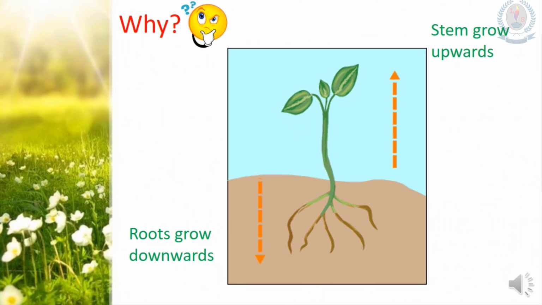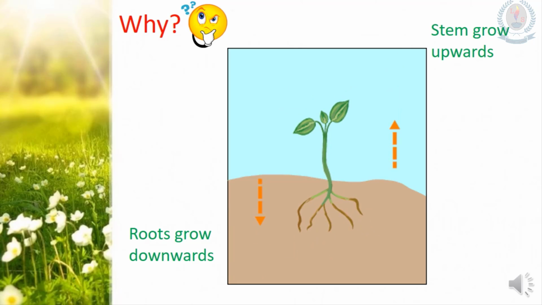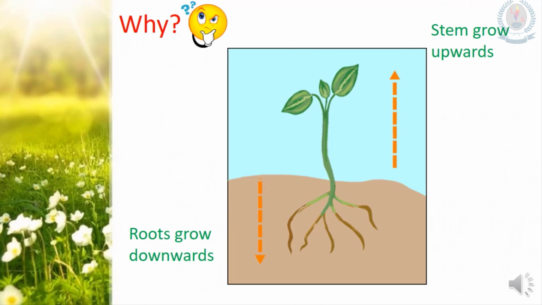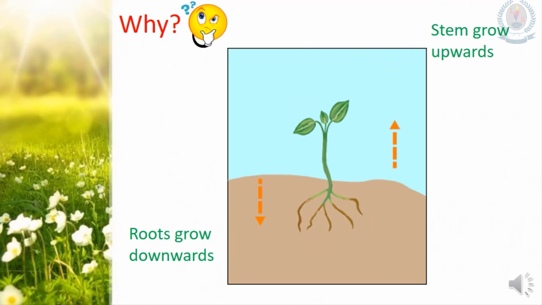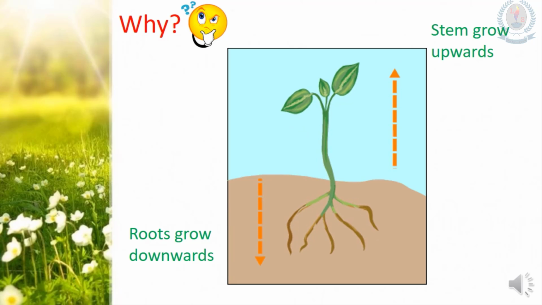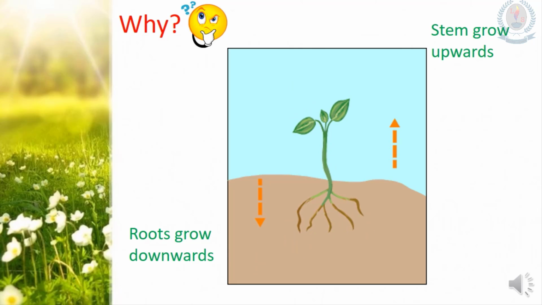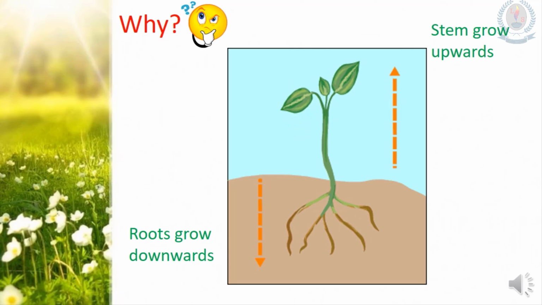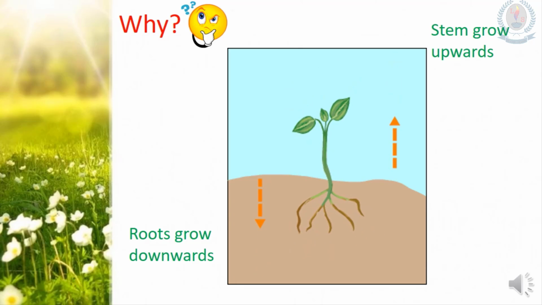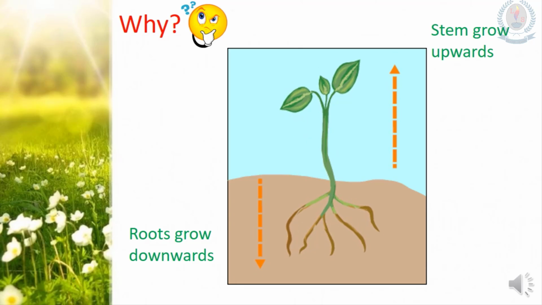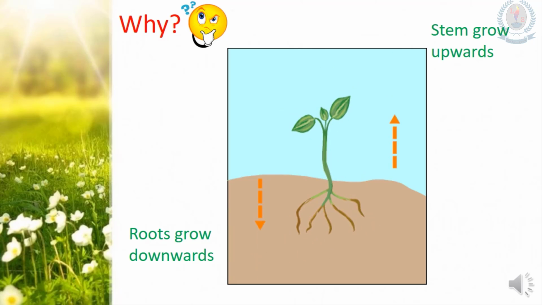After germination of a seed, the stem of a plant is growing upwards and the roots are growing downwards. Have you ever thought why it happens? Why is the stem of a plant growing upwards? Actually, is it happening? Let's conduct a small experiment to see whether the stem is growing upwards and the roots are growing downwards.